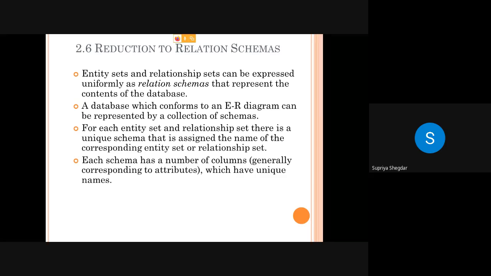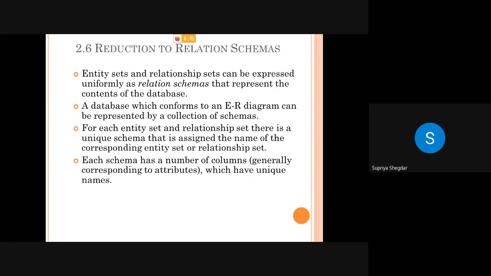Okay, so this reduction to relation schema means what? When our ER diagram is ready, means our design part is ready. Now we have to reduce, or we have to convert the ER diagram into the relational schema. That is nothing but reduction to the relation schema.